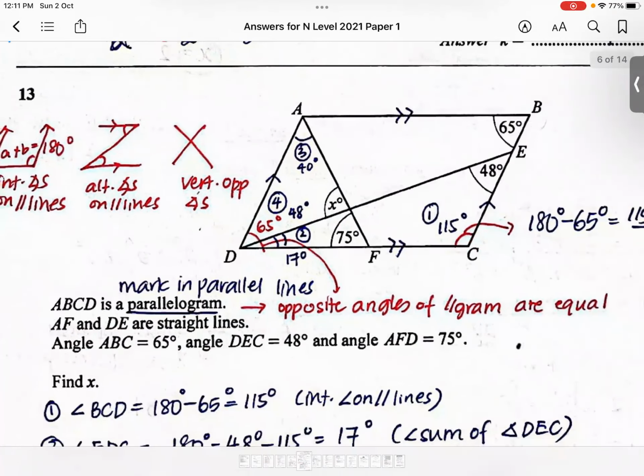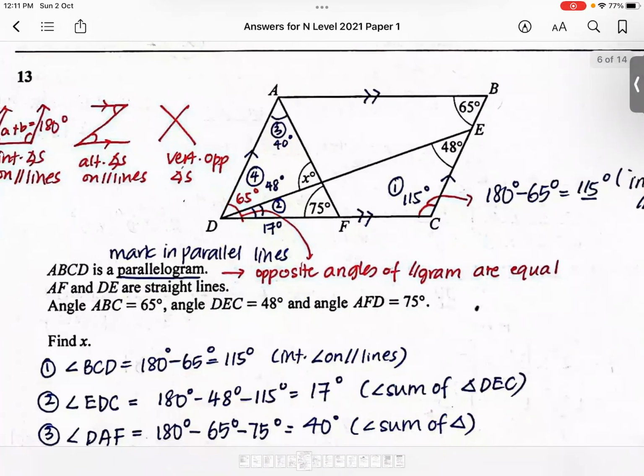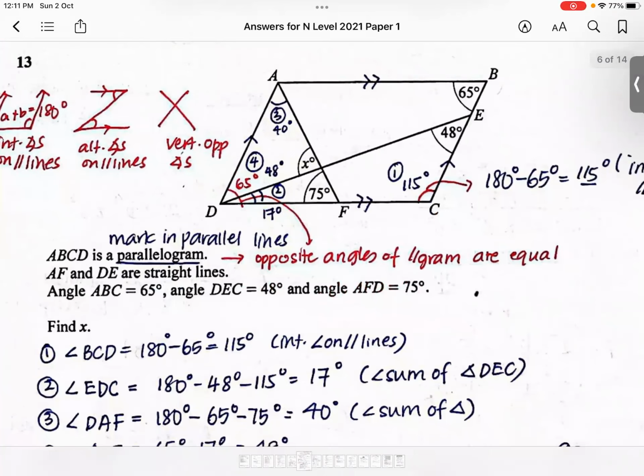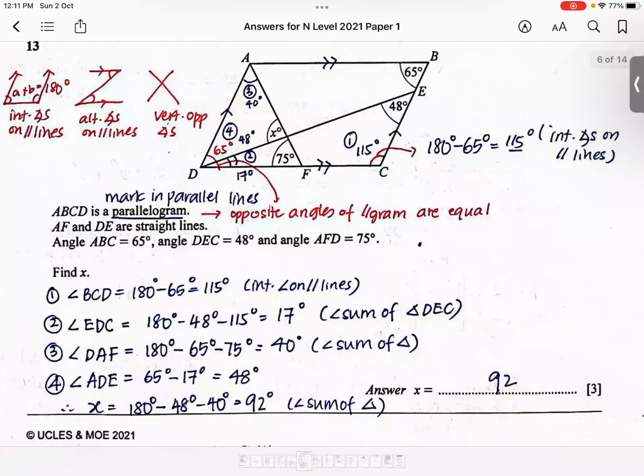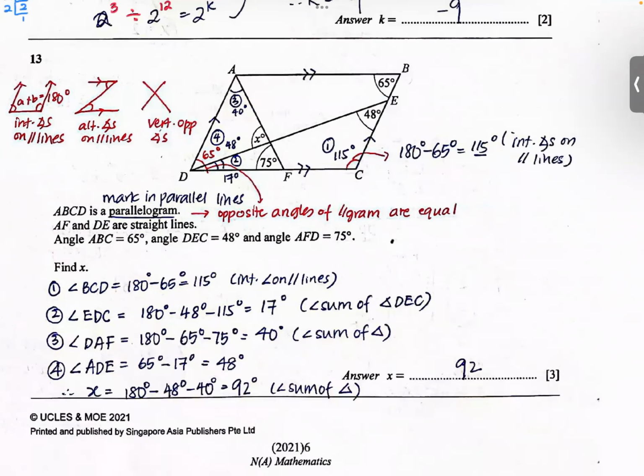Okay, I already wrote my answers over here. This question is quite straightforward. Just do it diligently. Okay, I'll leave it for you to read the soft copy of the answer on your own. Can have next question.